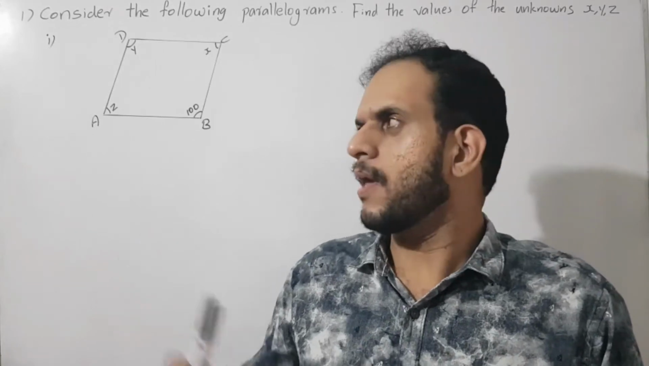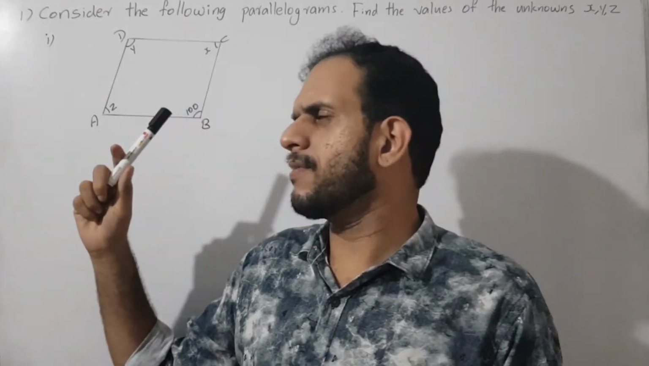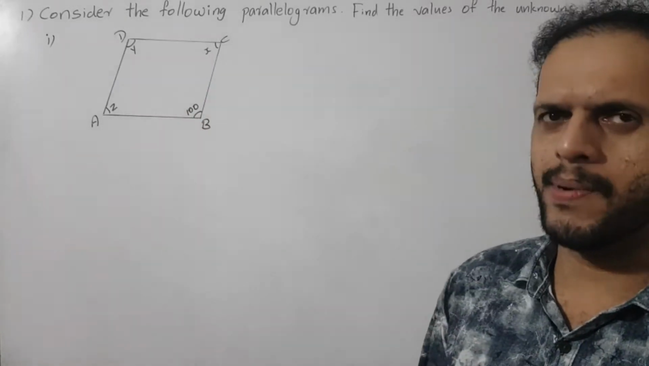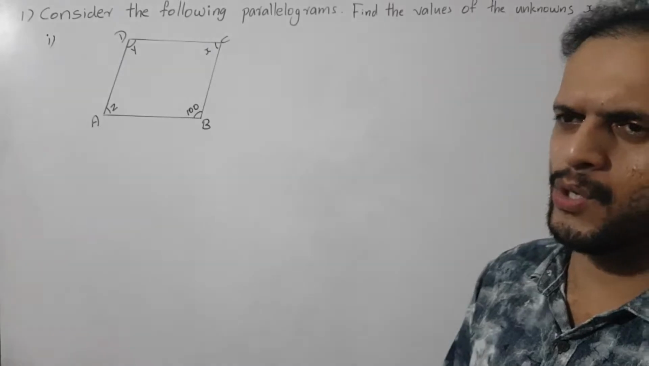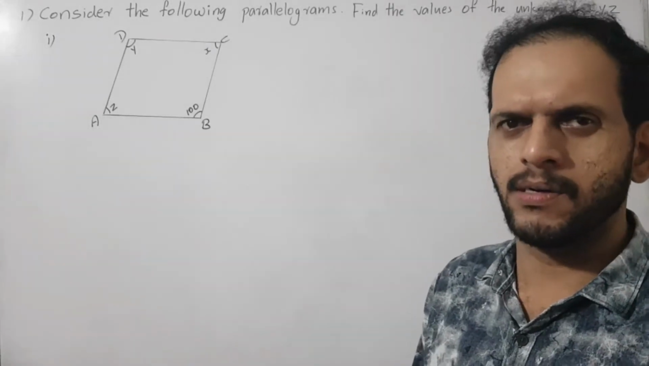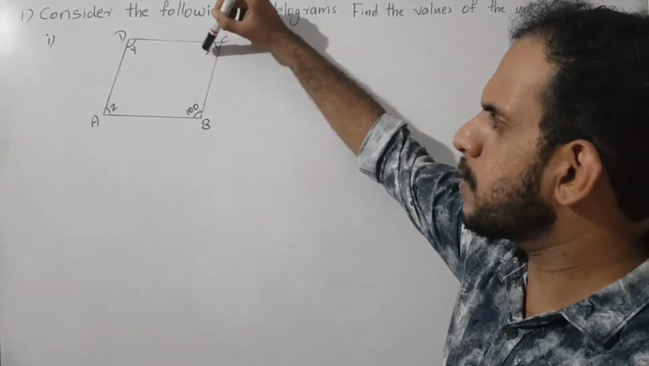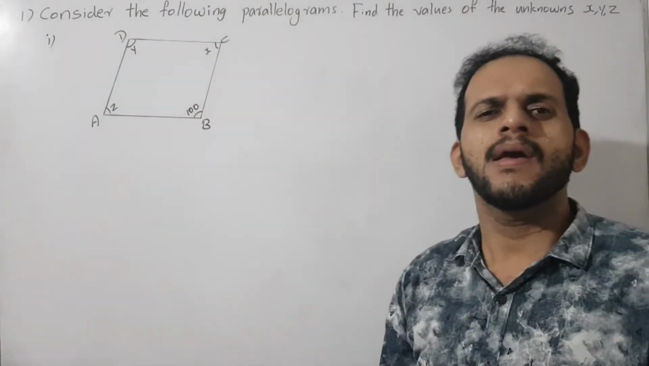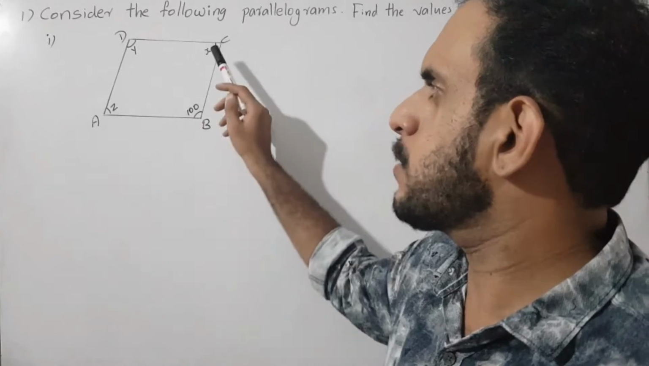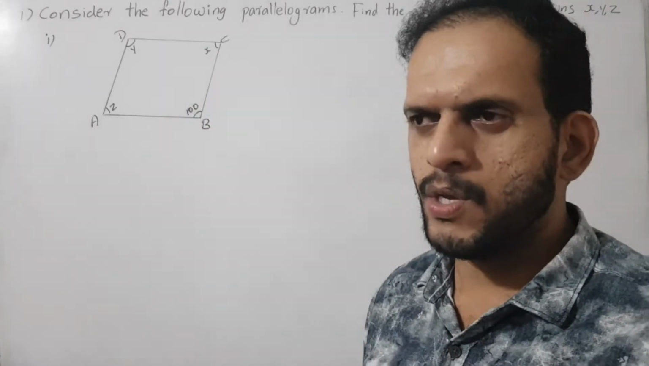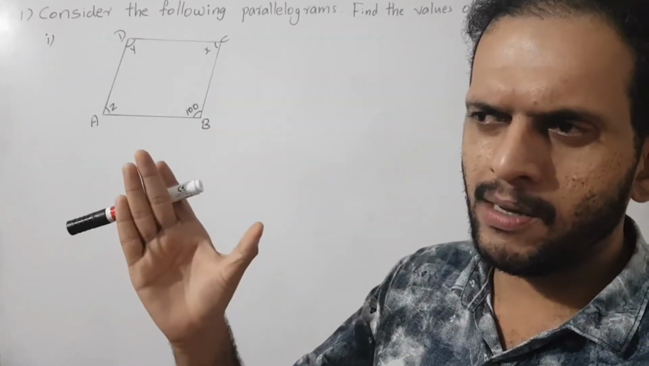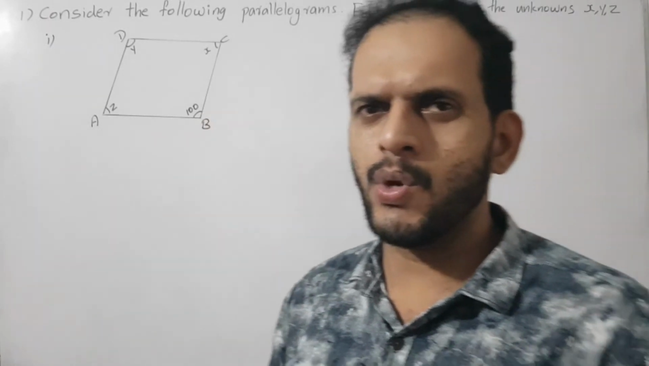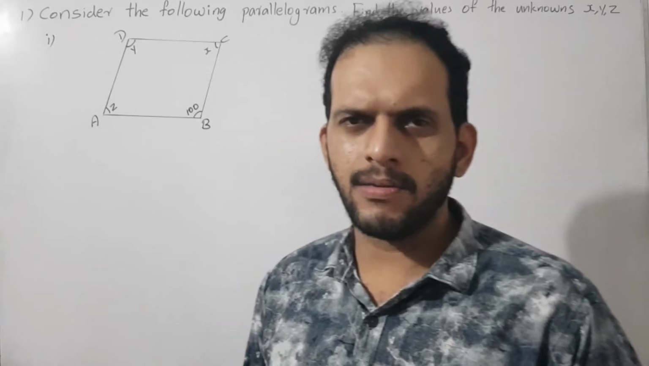Clear? Then here, we need to find x, y, z. Where are x, y and z marked? Those are the angle values of this parallelogram ABCD. So here it is very clear: for finding the values of x, y, z, we need to apply the properties of angles.